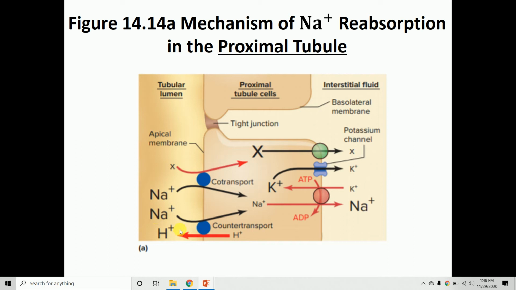Sodium can also be actively transported and help in the secretion of other ions, and that process is known as countertransport. So sodium is going in and hydrogen ions are going out. For sodium reabsorption in the proximal tubule, there are two different things happening at the apical membrane. Sodium is going in through active transport, either to co-transport other substances like glucose or to counter-transport other substances like hydrogen. At the basolateral membrane, though, it is always going to be the sodium-potassium pump.